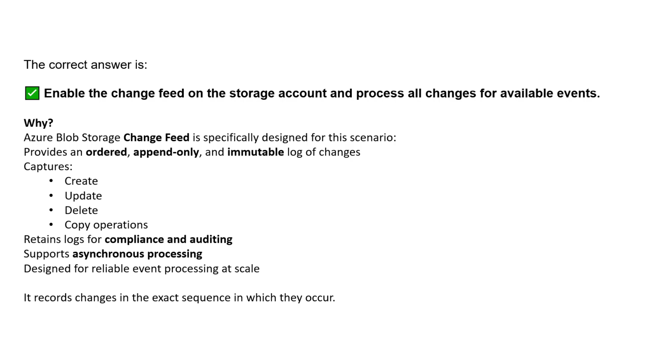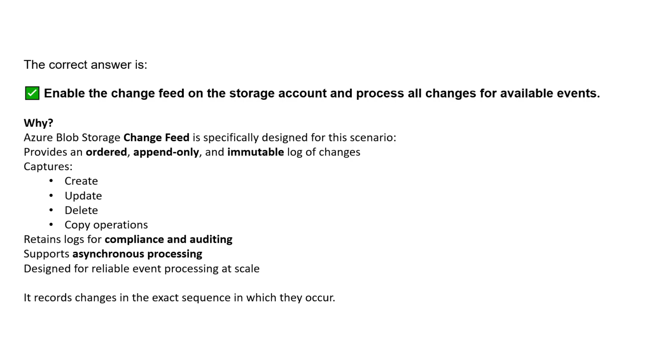So the correct answer is enable the change feed on the storage account and process all changes for available events. So why is this correct? Azure Blob Storage change feed is specifically designed for these scenarios. So what does it provide? It provides an ordered, append-only and immutable log of changes. It captures create, update, delete and copy operations as well. It also retains logs for compliance and auditing, supports asynchronous processing, and is designed for reliable event processing at scale. Therefore, it records changes in the exact sequence in which they occur. So this is the correct answer.